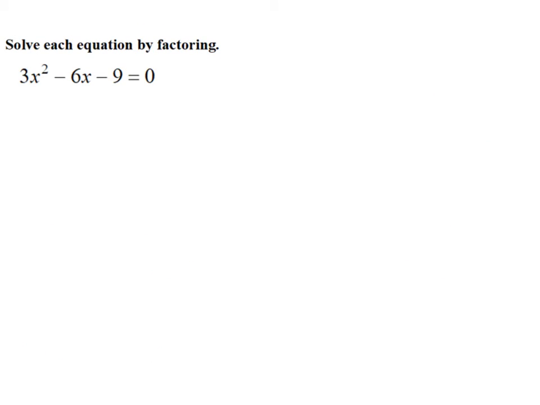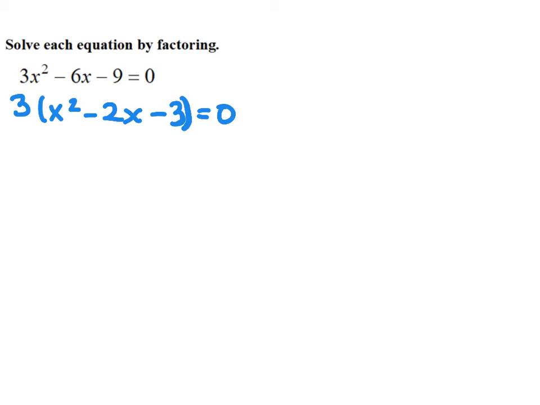For our next example, the greatest common factor here again is whatever's in front of the x squared. So I could take out a 3, and I'm left with x squared. 6 divided by 3 is 2. This becomes minus 2x, and 9 divided by 3 is 3. So it's minus 3 equals 0.